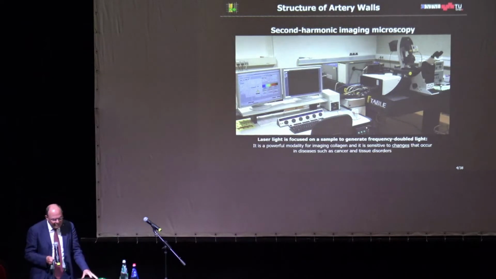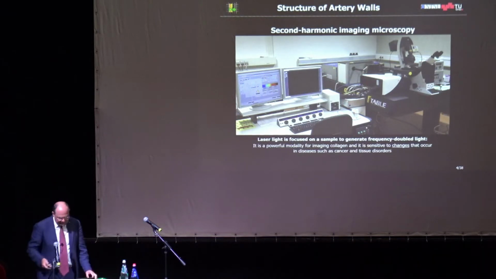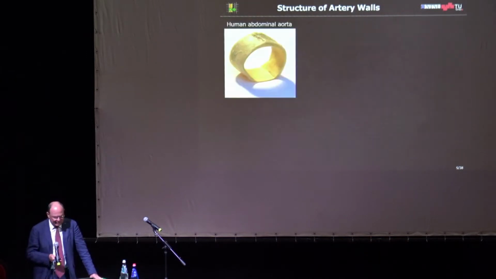So how can we image that? We use second harmonic imaging microscopy. A laser light, what you see here, is basically generating a frequency-doubled light, and you can visualize the collagen structure therein and also changes in the collagen structure, like due to certain diseases such as tissue disorders like cancer, etc.